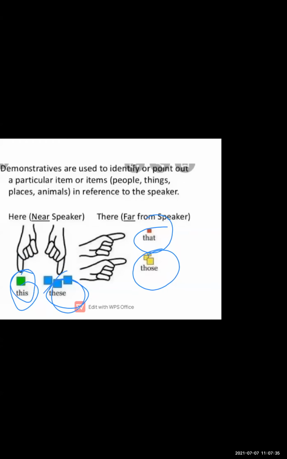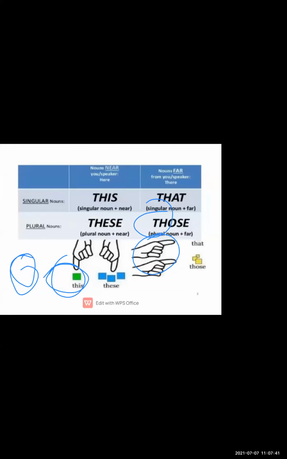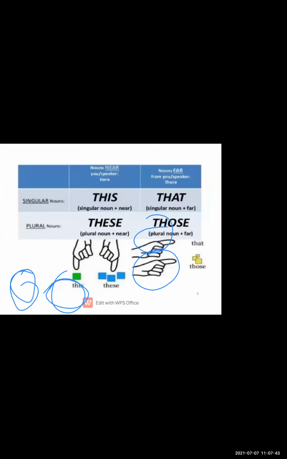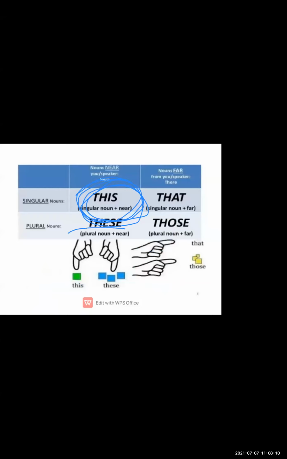Now, how are these four demonstratives supposed to be used? Wait, let me show you the sentences. See, this is used for the singular noun, singular noun which is near to you. Singular noun, everyone knows. If you have one thing or person, that is singular. If you have so many, that is plural.